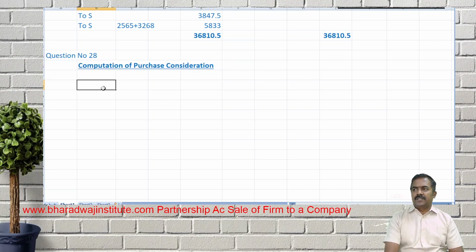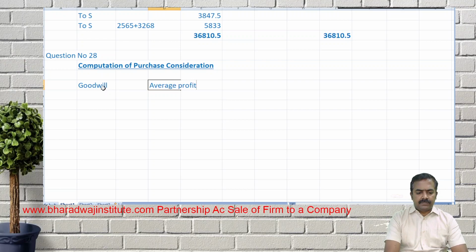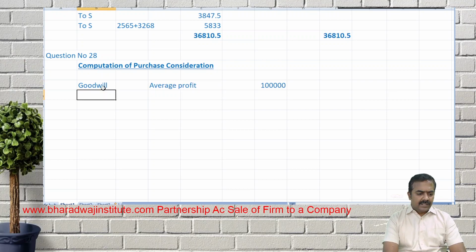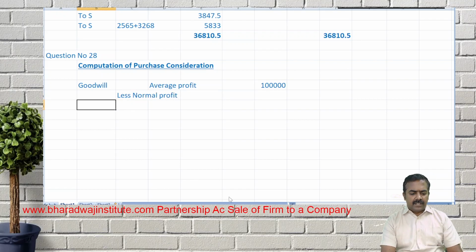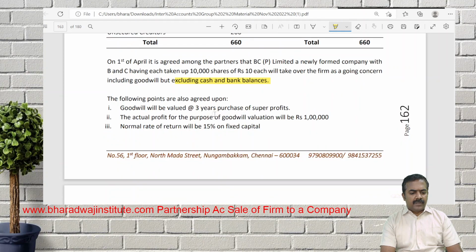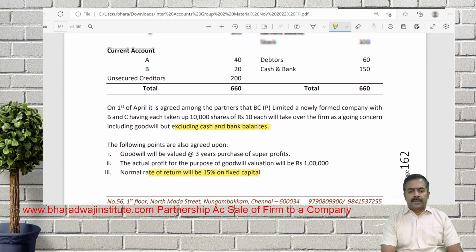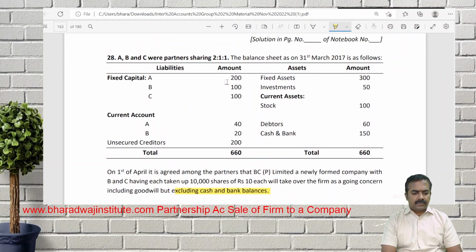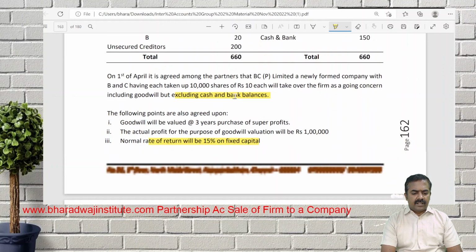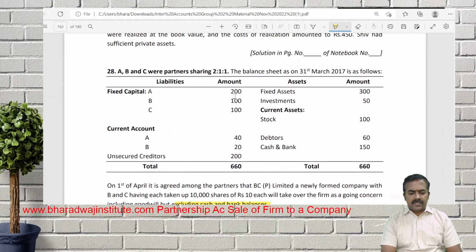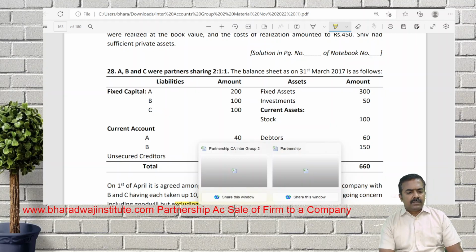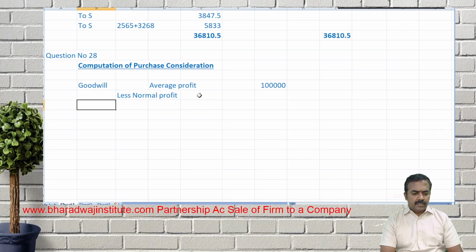Computation of purchase consideration. First, we have to value goodwill. Goodwill valuation. What is the average profit given? 1 lakh. Less normal profit. Let us see on what basis normal profit is given. Normal profit is 15% on fixed capital. What is the fixed capital? 200, 100 and 100, rupees in thousands. How much will that be? 400,000, which means 4 lakhs.